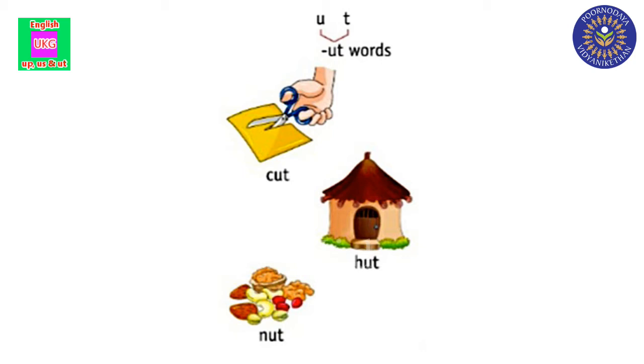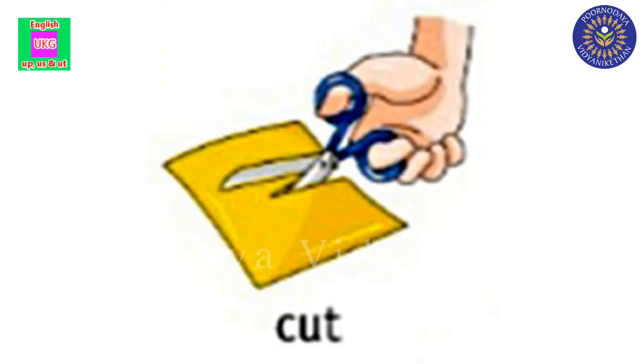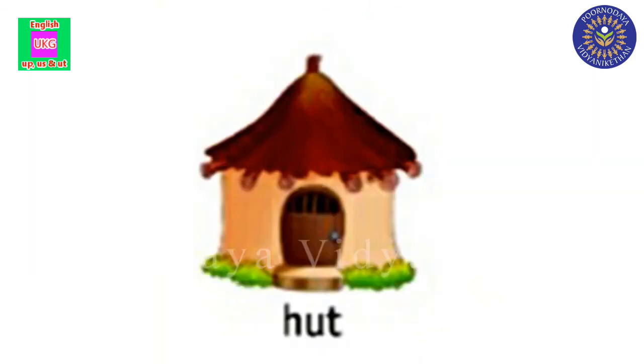UT words. Can you see this picture, children? What is this? Cut. C U T. Cut. Repeat it. C U T. Cut. What is the sound here? Ut sound. Now see the next one.